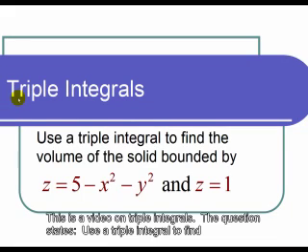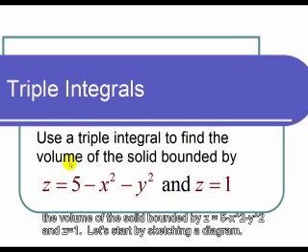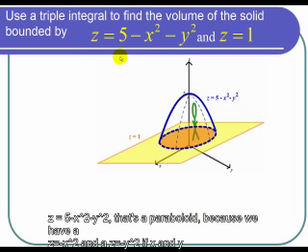This is a video on triple integrals. The question states, use a triple integral to find the volume of the solid bounded by z equals 5 minus x squared minus y squared and z equals 1. So let's start by sketching a diagram.